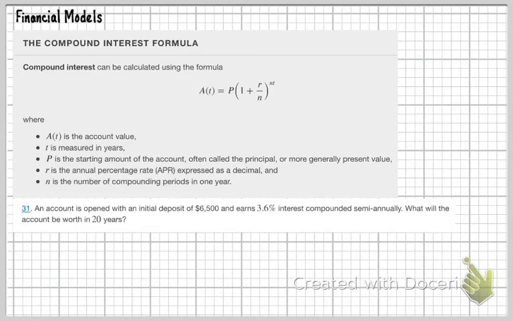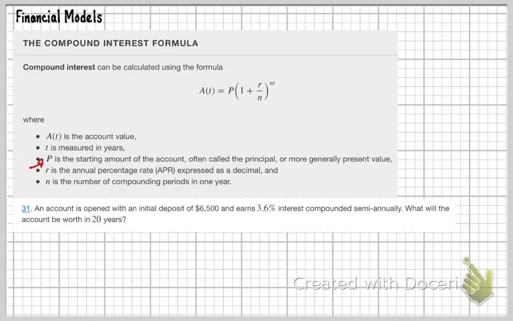Compound interest formula. Compound interest can be calculated using the formula A_t equals P times the quantity 1 plus r over n, to the nt. A_t is the account value, sometimes known as the amount. t is measured in years, it's the time.